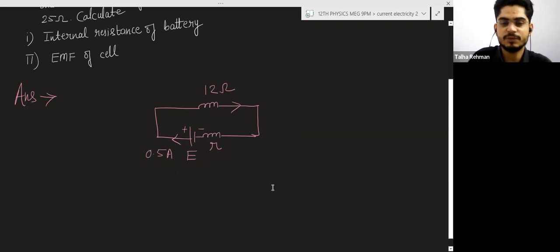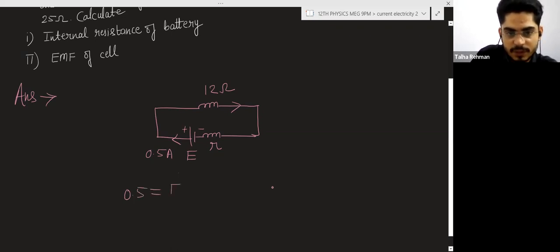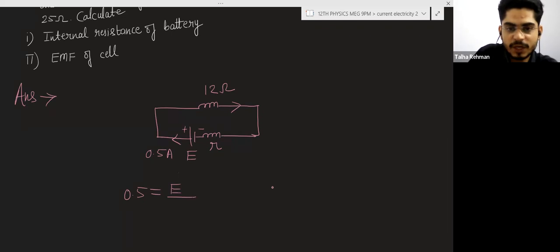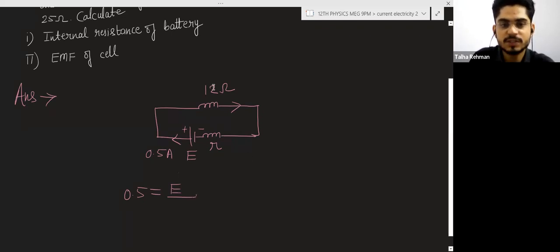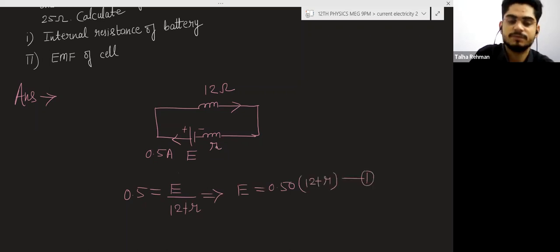So, we will write the equation. Current is given by EMF divided by the total resistance. Total resistance is this 12 plus R. From here, you will get E equal to 0.5 times (12 plus R). This is your equation 1.